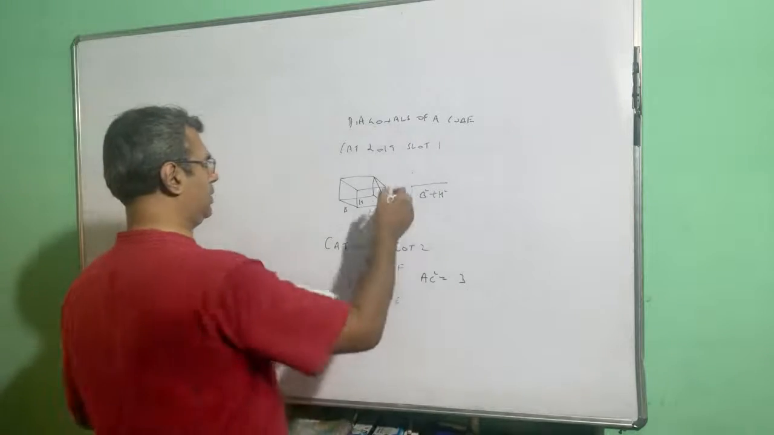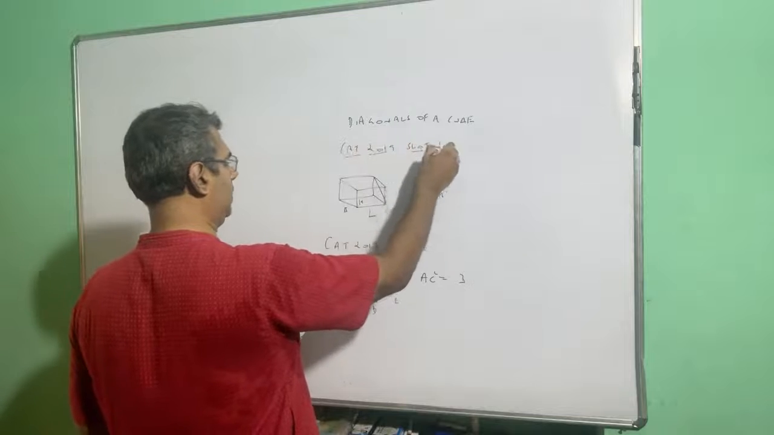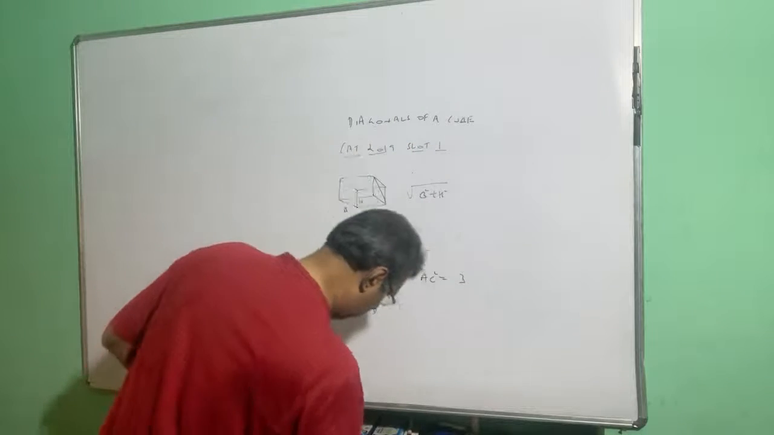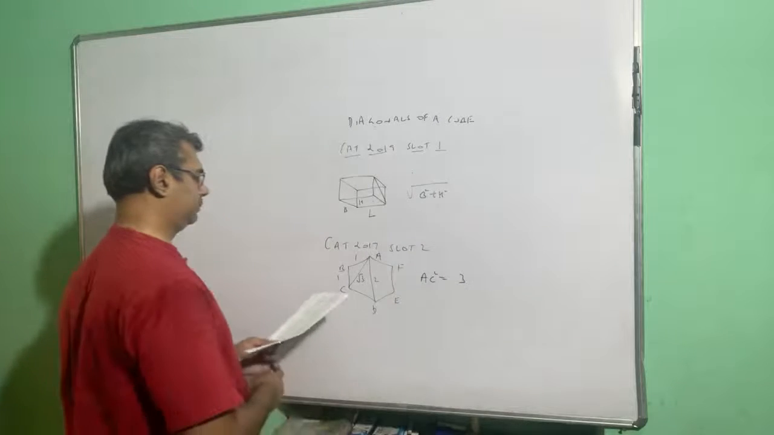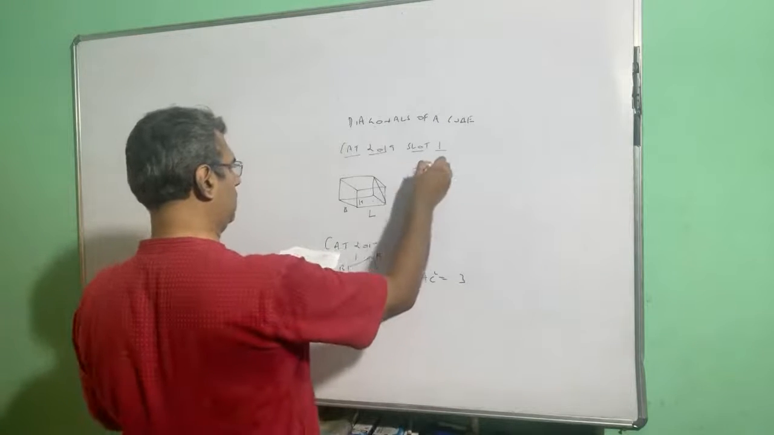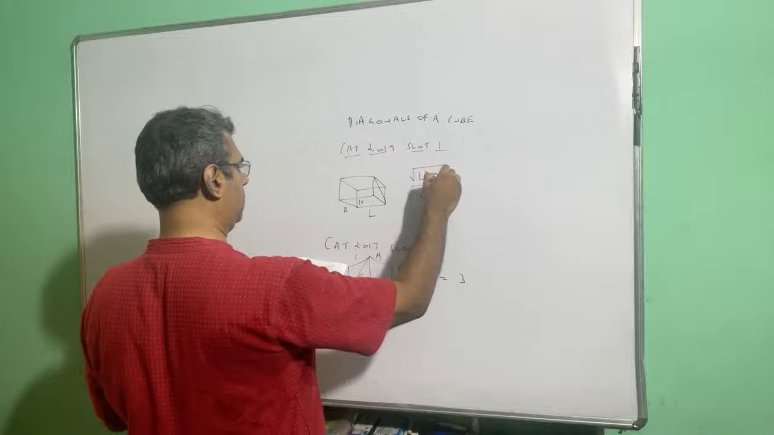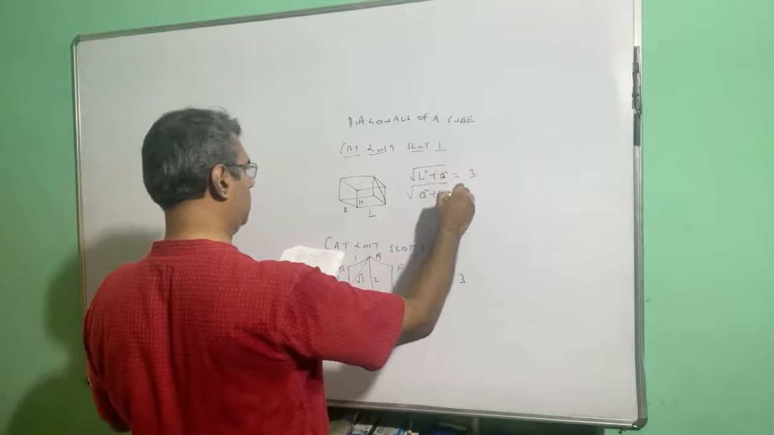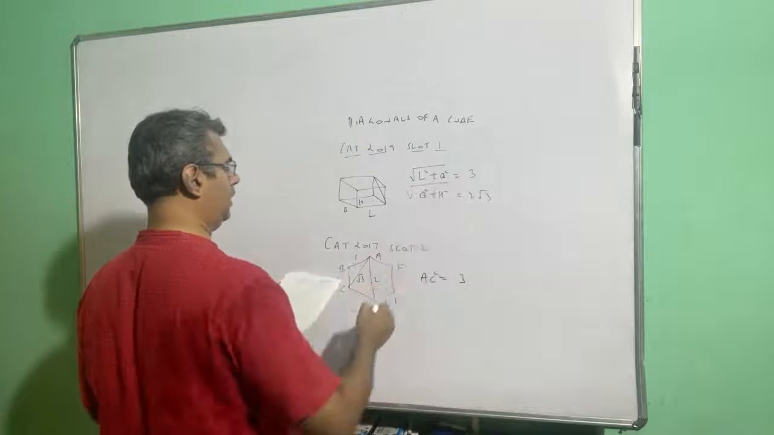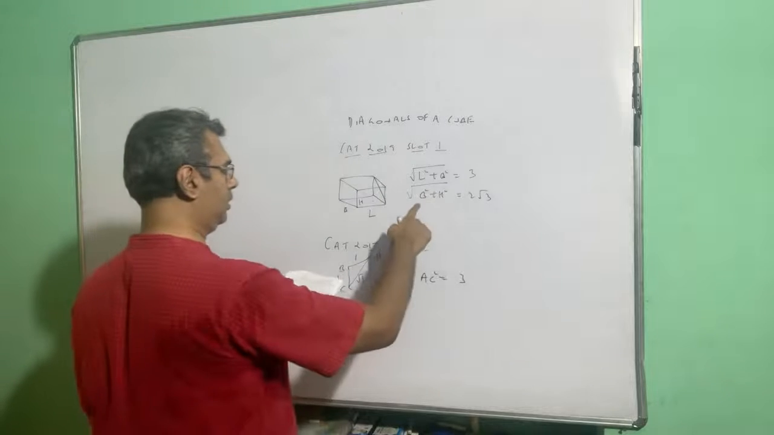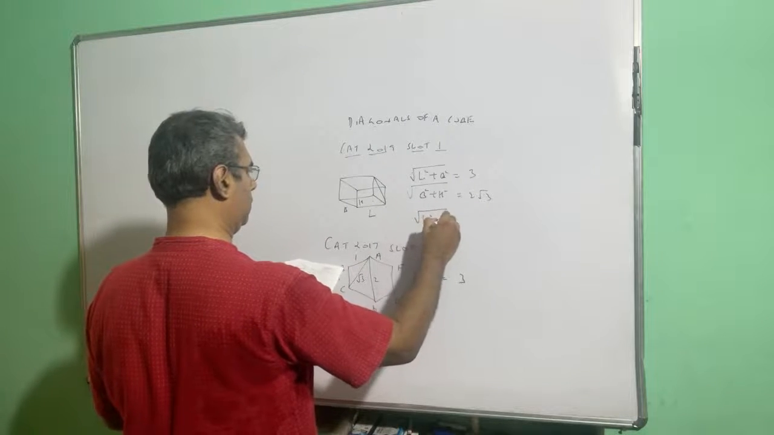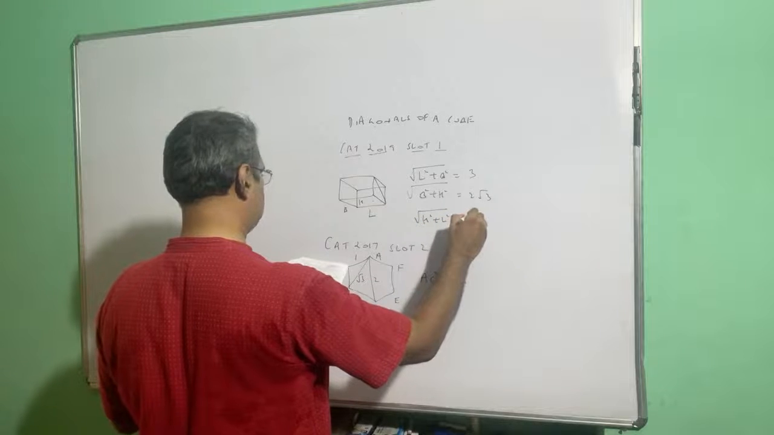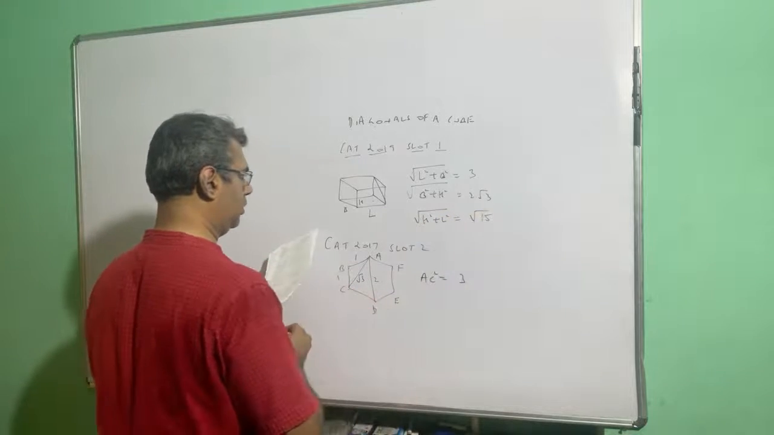So this was a question which came in CAT 2019 slot 1, and the question was like this, that the face diagonals of a cuboid are given. So root over L square plus B square is 3, root over B square plus H square is 2 root 3, and root over H square plus L square is equal to root 15.